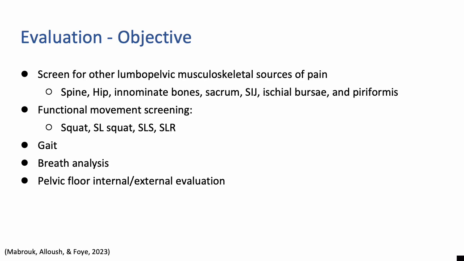Now, objective, we're going to screen for other lumbopelvic musculoskeletal sources of pain all along the spine, hip, the innominate bones, sacrum, SI joint, the bursa, and the piriformis. And we want to check functional movement screening: squats, single leg stance, straight leg raise, because the coccyx is part of the lumbopelvic complex, and this area is responsible for load transfer. And we want to look at gait, we want to check breath analysis, and we want to consider, do we need to do a pelvic floor evaluation, and that can be internal or external.